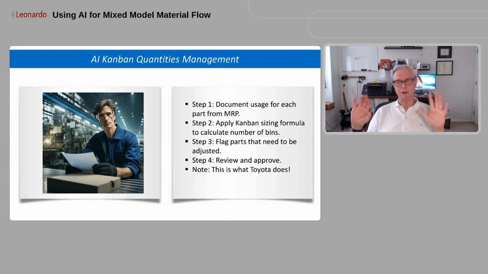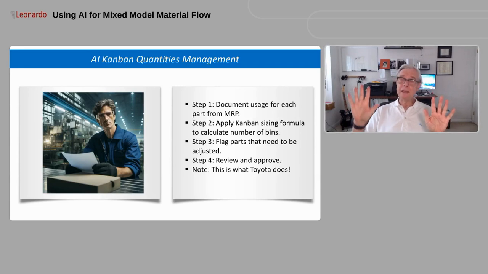They have a system. It's a homegrown system. It's not using AI. It's just using straight old code. But every time they scan a Kanban card, it looks at the usage for that part and does a Kanban calculation and looks at the actual number of bins. And if the calculation is different from that, it recommends an adjustment.